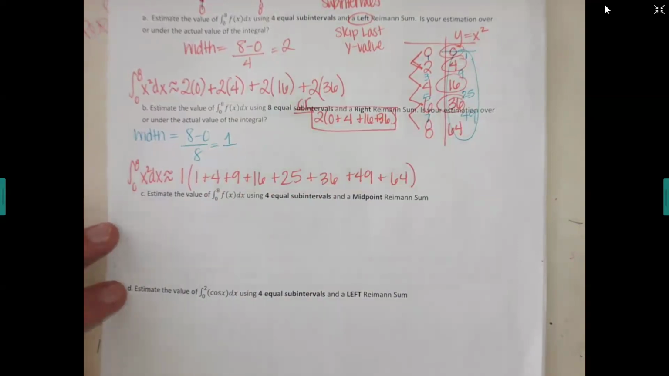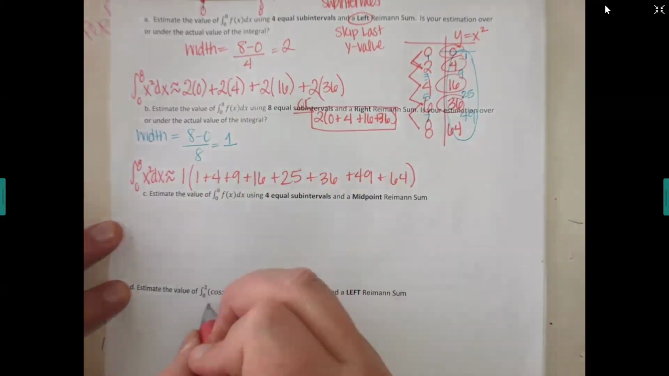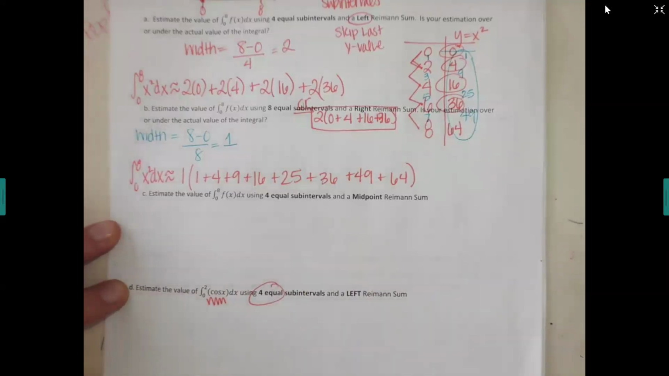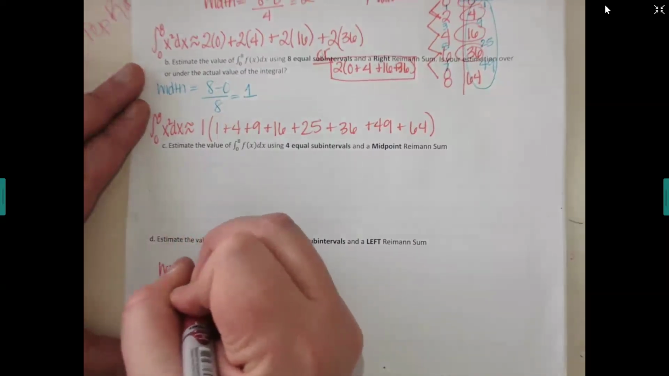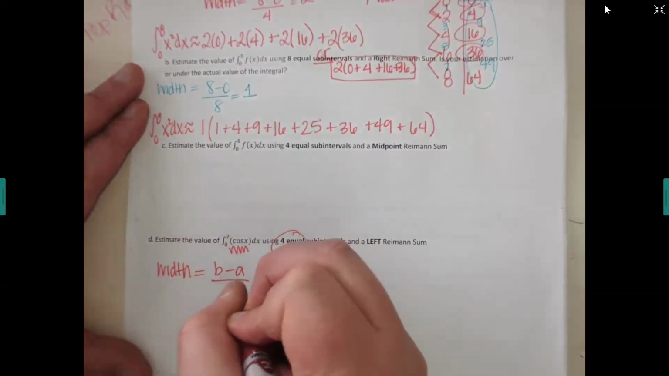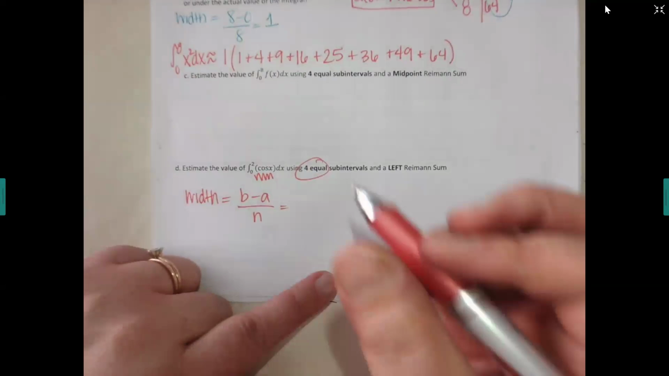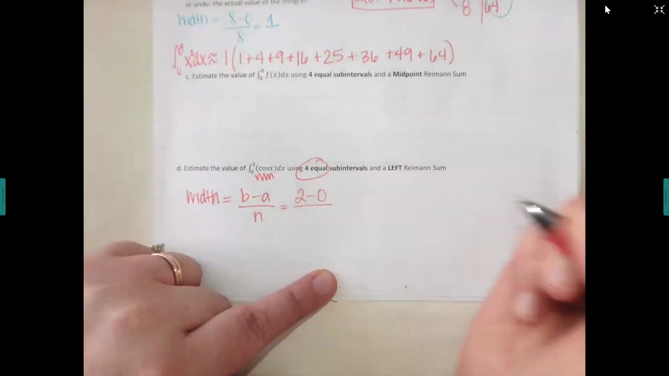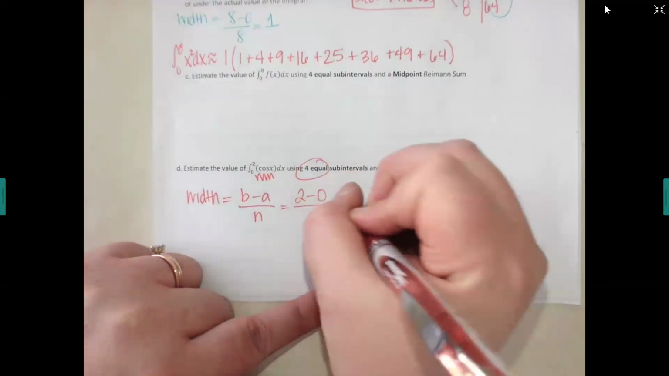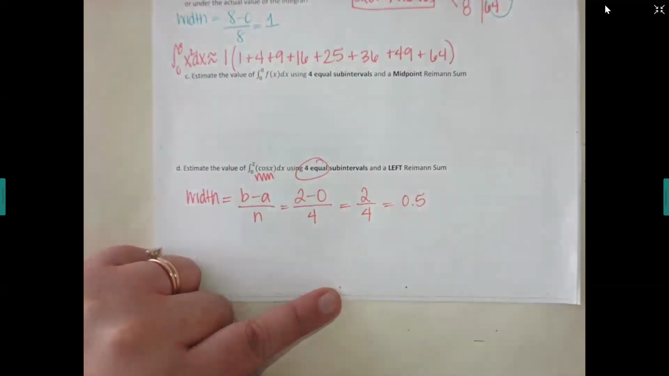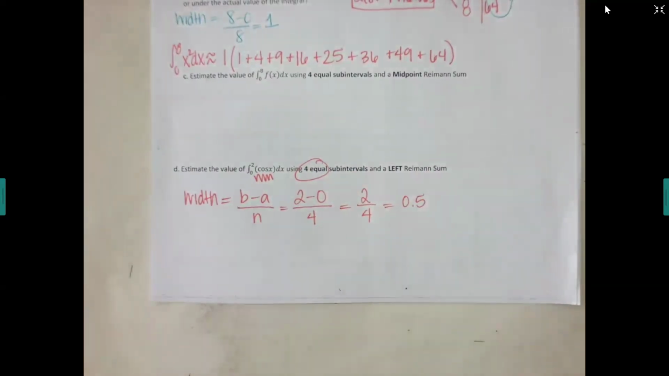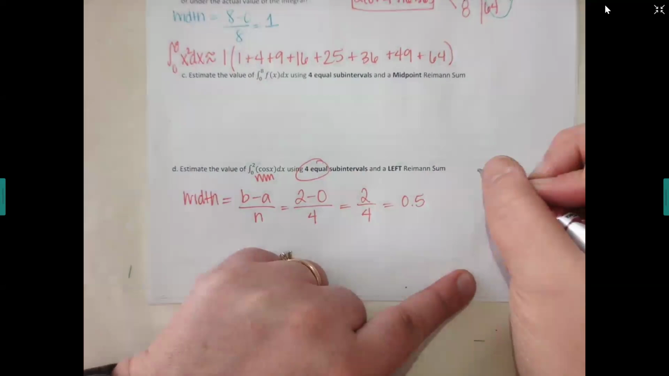Let's go down to D. So this time my equation is cosine x, and I want to use 4 equal subintervals. So set up your width equation. Remember, it's b minus a over n. What is my b minus a going to be? Put the numbers in there for me. 2 minus 0 divided into how many subintervals? 4. 2 minus 0 is 2, divided by 4 is 0.5. So in your chart, you're going to start at 0, you're going to count by 0.5s, and you're going to stop at 2. So set that up over here to the side.